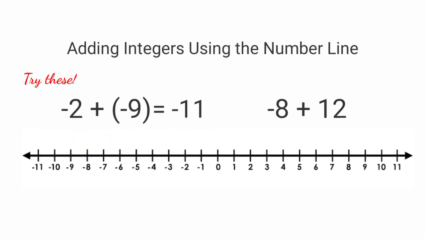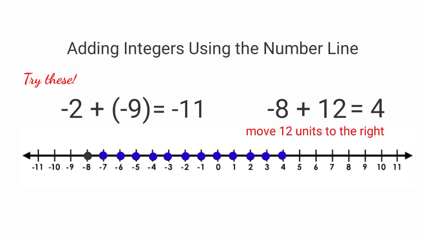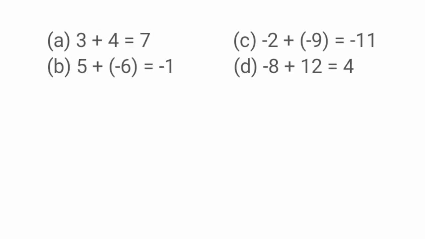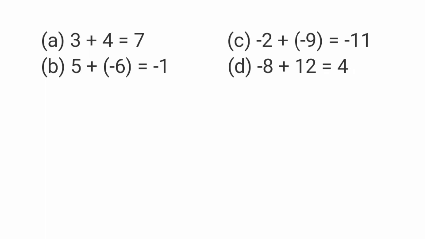How about the other item? Again, we will first locate negative 8 in the number line, and since that is positive 12, we will be moving 12 units to the right. That is 1, 2, 3, 4, 5, 6, 7, 8, 9, 10, 11, 12. We ended up with 4. Therefore, negative 8 plus 12 is equal to 4. We have answered the following so far.